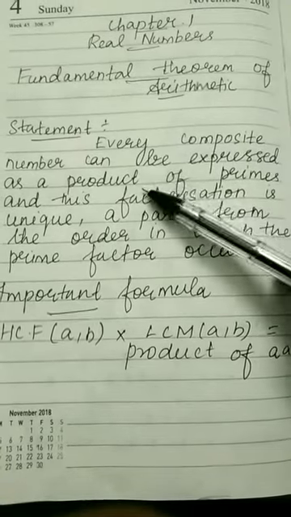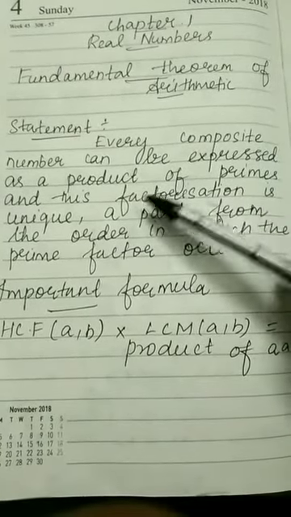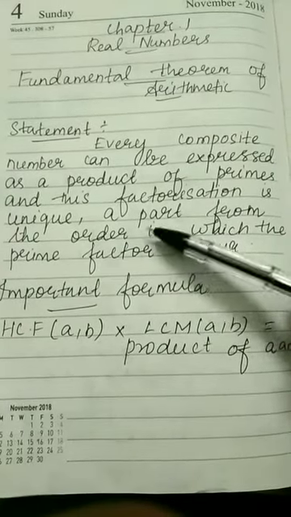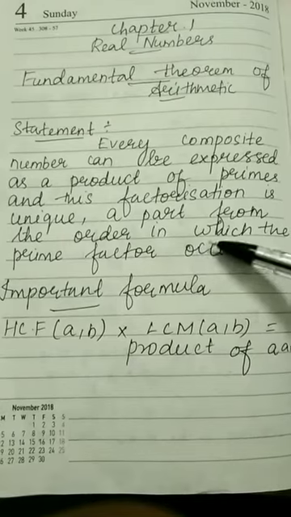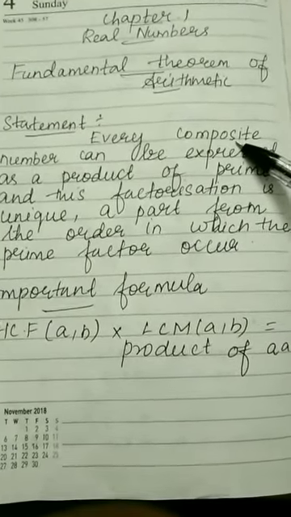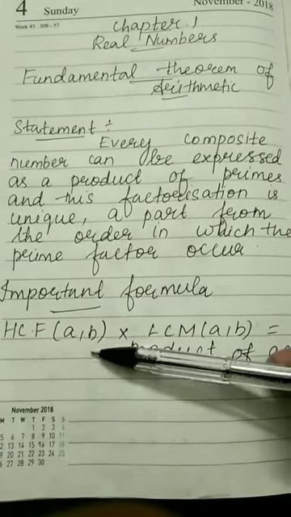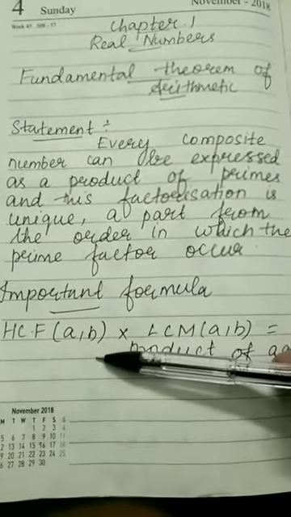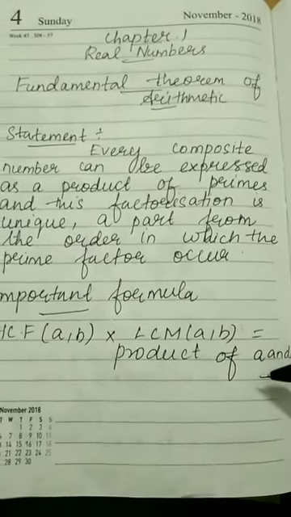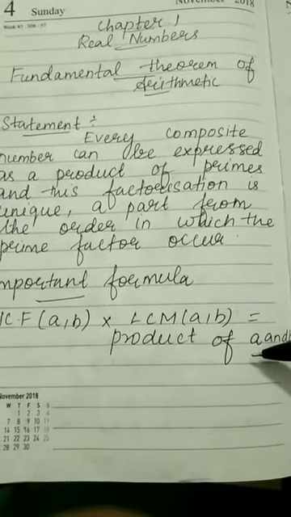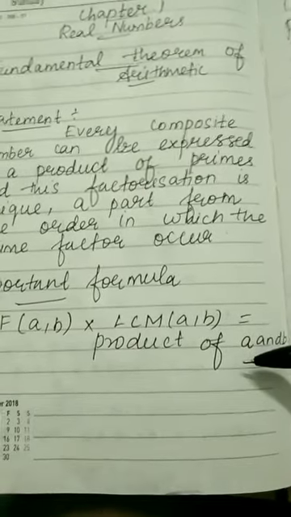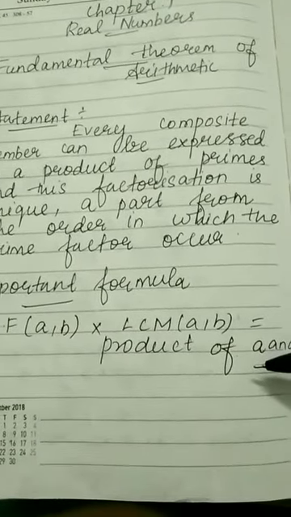Every composite number can be expressed as a product of primes, and this factorization is unique apart from the order in which the prime factors occur. A composite number means a product of one or more prime numbers. One important formula: HCF of A and B into LCM of A and B equals the product of A and B.